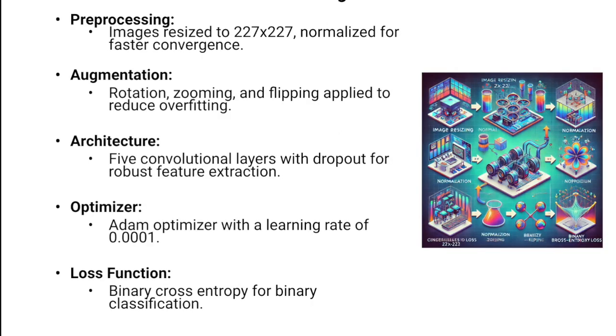The training process for AlexNet began with preprocessing, where images were resized to 227 by 227 and normalized for faster convergence. To enhance the dataset and reduce overfitting, data augmentation techniques such as rotation, zooming, and flipping were applied. This architecture featured 5 convolutional layers with dropout, ensuring robust feature extraction. We also used the Adam optimizer with a learning rate of 0.0001 and binary cross entropy loss to guide the model's learning.